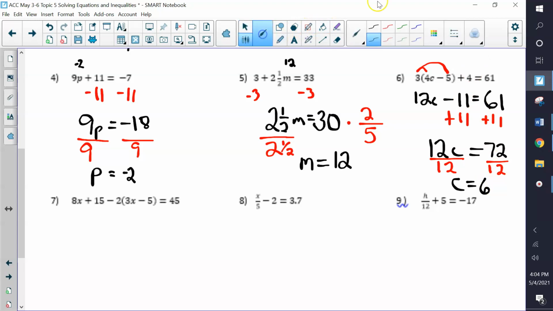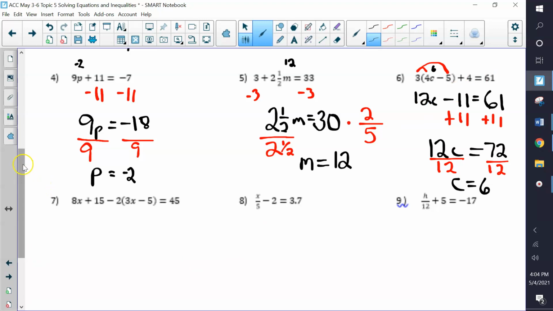We can check that by putting 6 up here for the c. And you can follow along with the calculator to double check you get the right answer. 4 times 6 is 24, and 24 minus 5 is 19. Multiply 19 times 3 is 57, and 57 plus 4 is 61. So yes, we double checked it, and c is definitely 6.